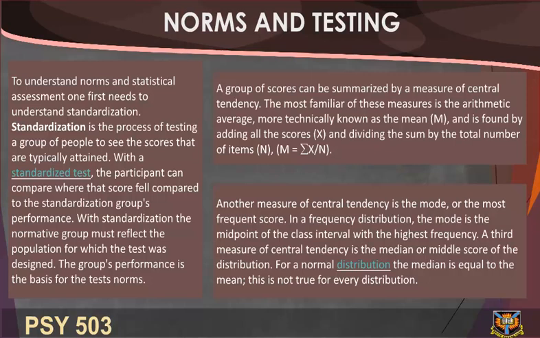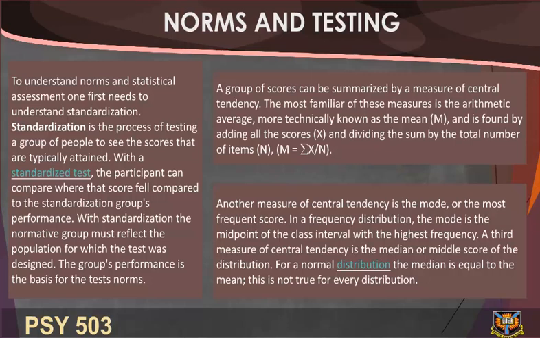Standardization is the process of testing a group of people to see the scores that are typically attained. With a standardized test, the participants can compare where that score fell compared to the standardization group's performance. With standardization, the normative group must reflect the population for which the test was designed. The group's performance is the basis for the test norms.